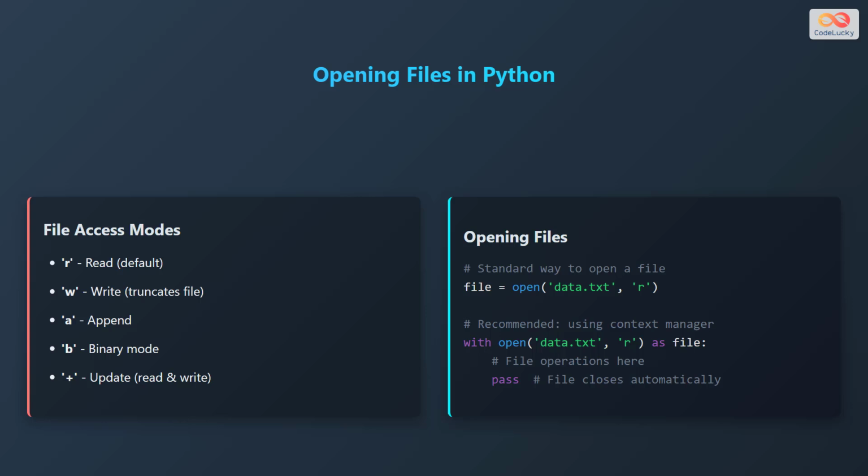On the right, there is a standard way to open a file. You can use the open function with the file name and mode. The recommended way is using a context manager, where the with keyword ensures the file is properly closed after operations. Within the with block, you can perform file operations, and the file will close automatically when the block is exited.